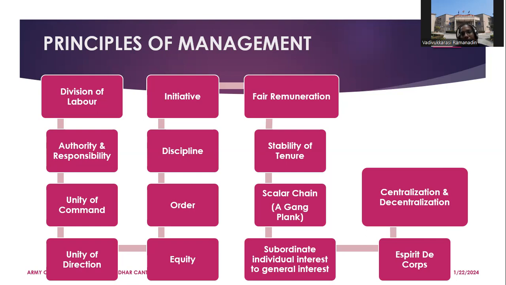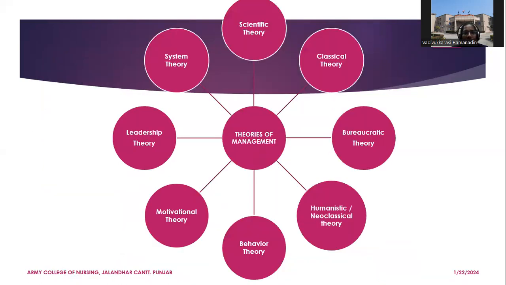The last principle is centralization and decentralization. Centralization means having the complete power and authority at the center level, only at the top level. And decentralization means you're dividing the job, division of labor along with the authority and power. You are distributing the power also to the lower level. So both decentralization and centralization is essential for effective management.